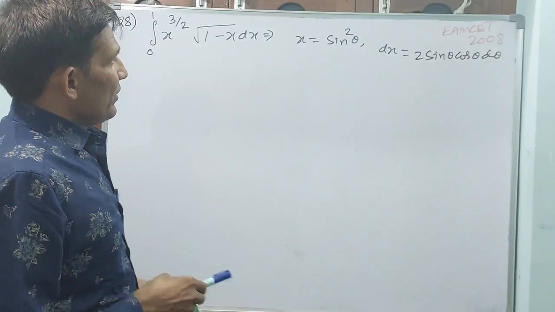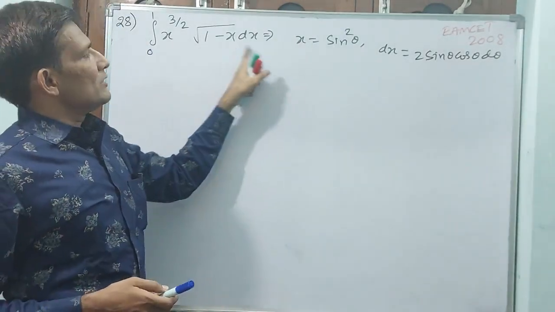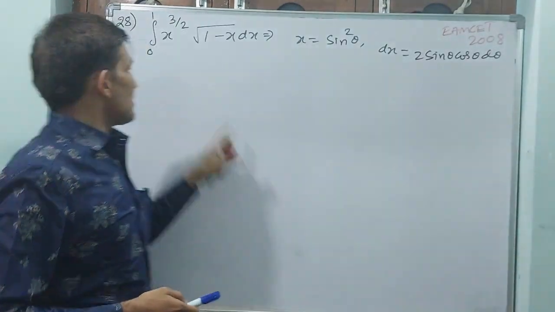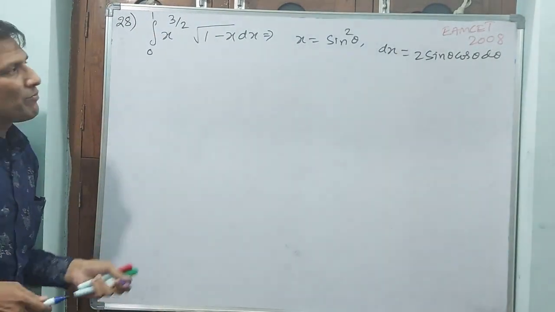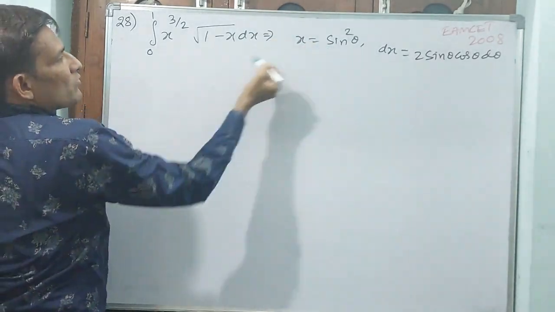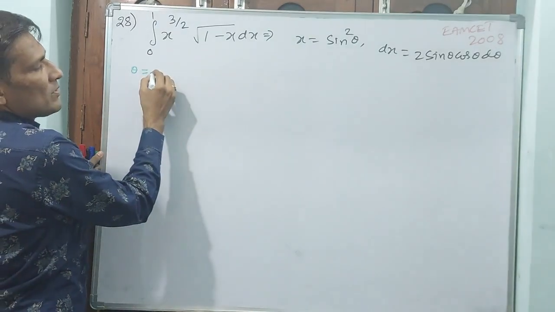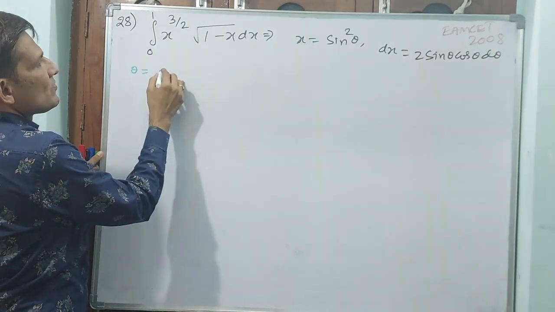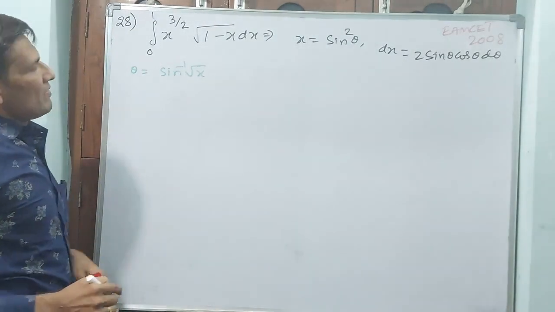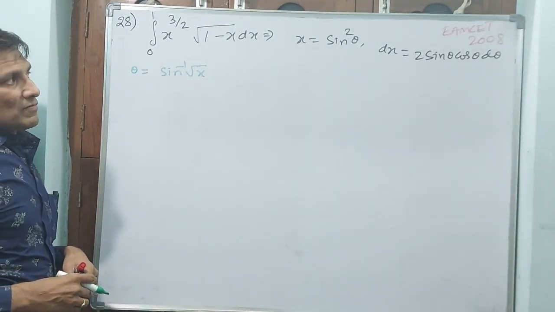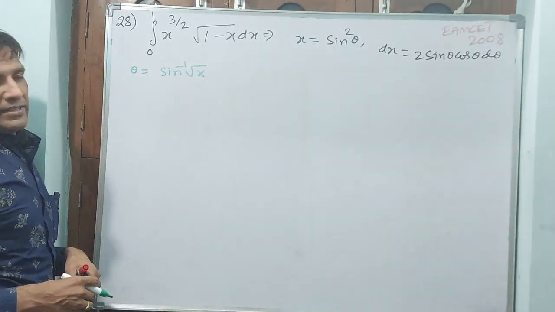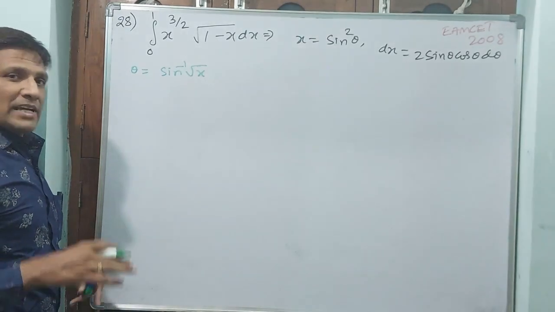Okay, now see, in case of x we are going to write sin square theta, and in case of dx we are going to write 2 sin theta cos theta. But what about limits? Limits are important. Okay, see what I am doing. X is equal to sin square theta means theta is equal to sin inverse root x. Why? Because see, sin square theta is equal to x means sin theta is equal to root x first. Theta is equal to sin inverse of root x.